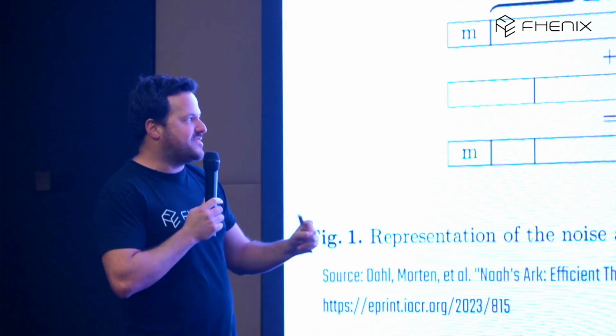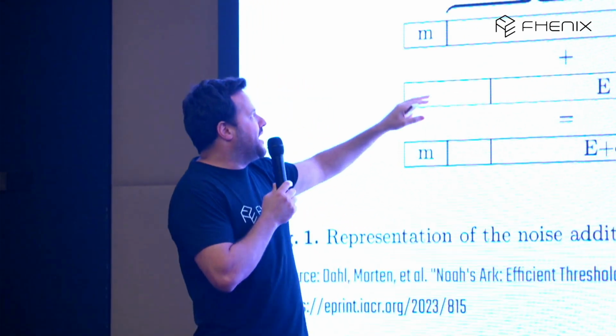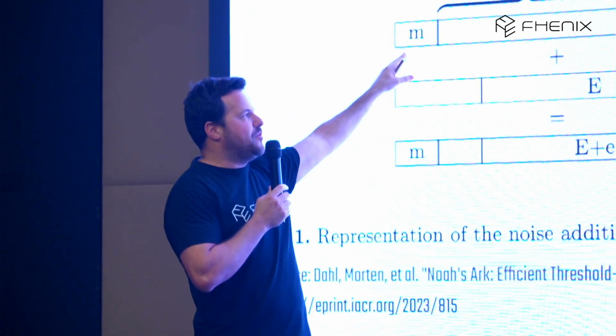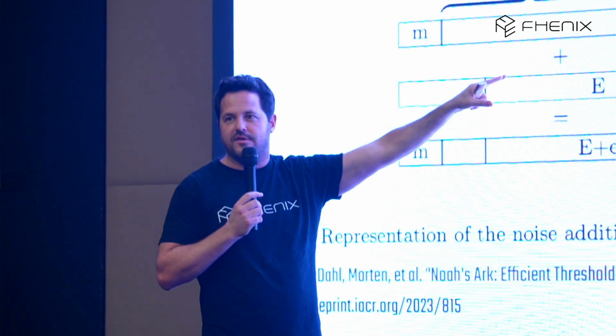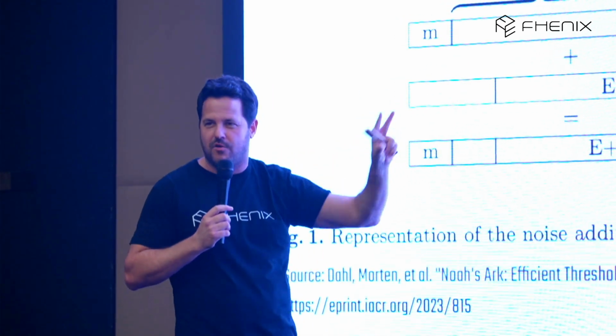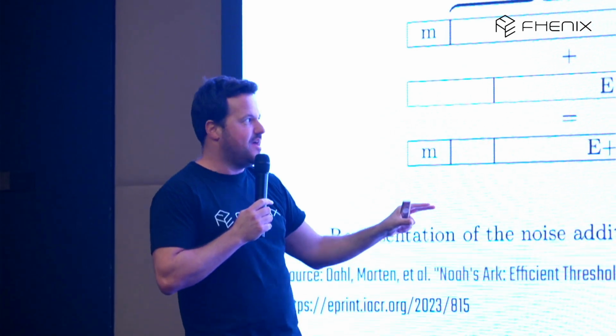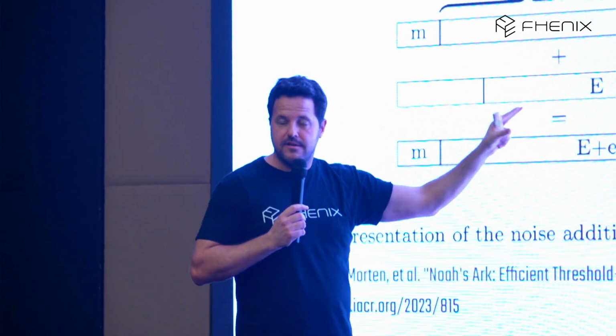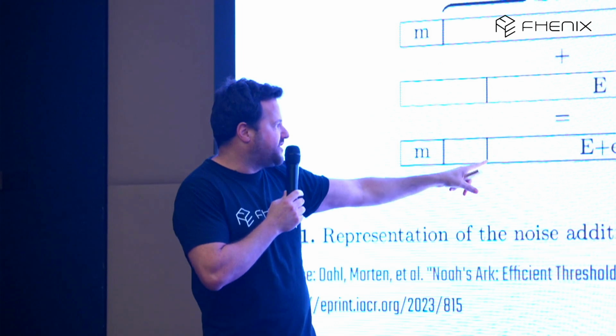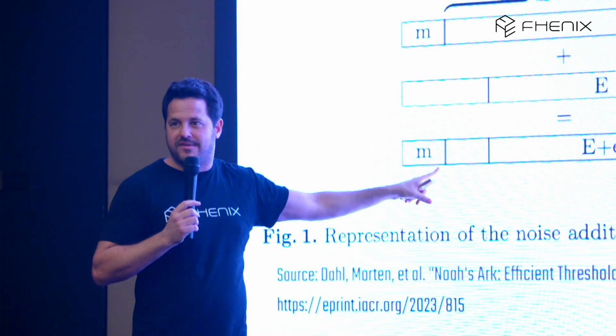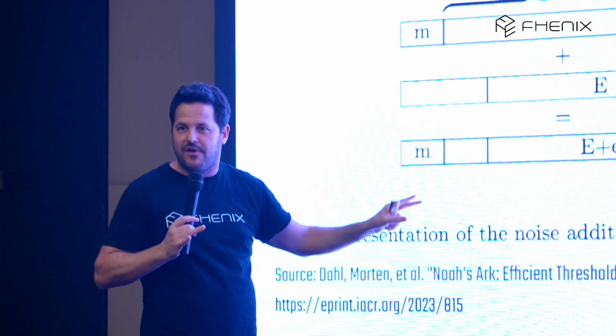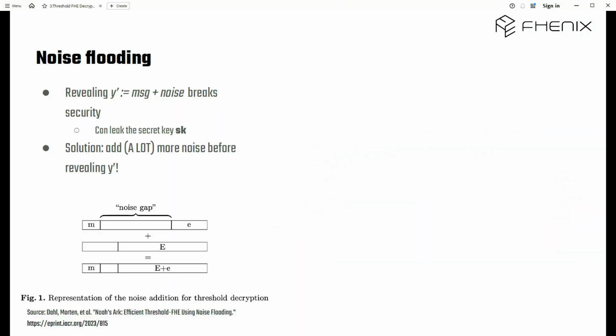The problem is that there's a gap between the message and the noise in every ciphertext. That's how FHE works, doesn't matter why. You need big enough noise, but small enough so it doesn't overflow into the message. If it overflows into the message, game over, you can't actually decrypt anymore, you've completely broken the system.